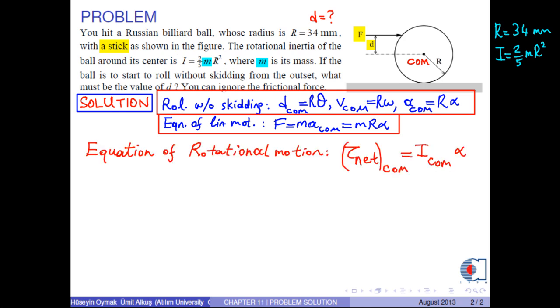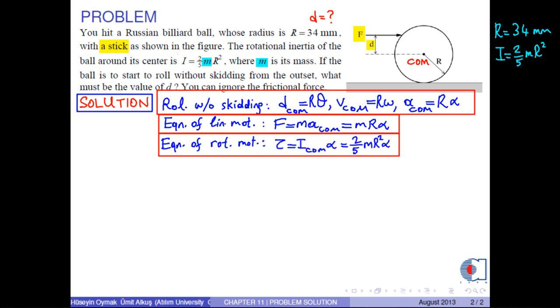Additionally, the equation of rotational motion can be written as net torque according to the center of mass equals the rotational inertia of the ball around its center times the angular acceleration. Since I is 2 over 5 times m times r squared, we have the net torque as 2 over 5 times m times r squared times alpha.